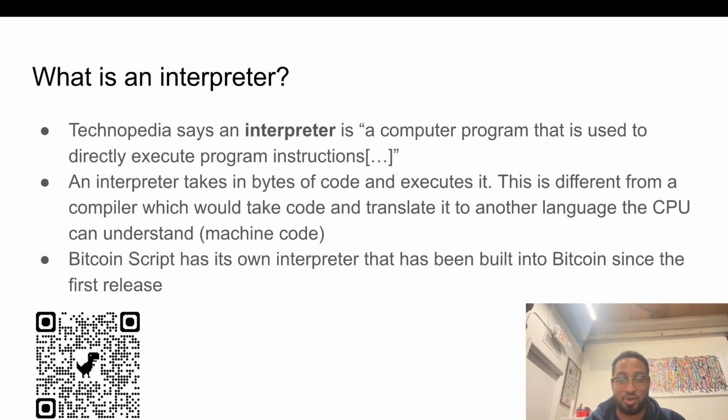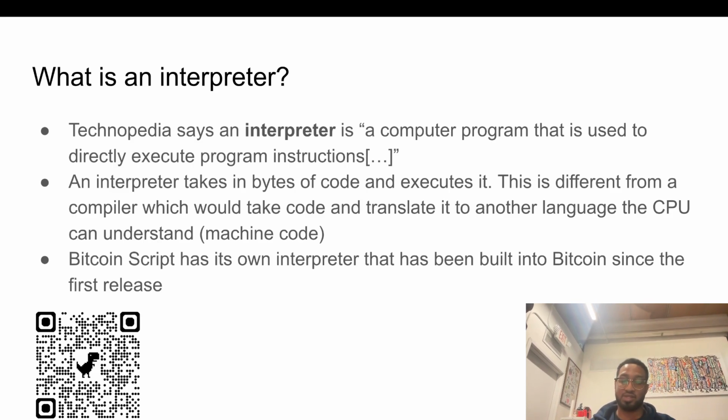So the next part I want to talk about is what an interpreter is. You have a Bitcoin node that executes Bitcoin transactions, or executes the scripts on Bitcoin transaction outputs. But how does it execute the script? It does that using something called an interpreter. Technopedia says an interpreter is a computer program that is used to directly execute program instructions. An interpreter takes in bytes of code and executes it. This is different from a compiler, which would take code and translate it to another language the CPU can understand, aka machine code. So Bitcoin script has its own interpreter that has been built into Bitcoin since the first release.